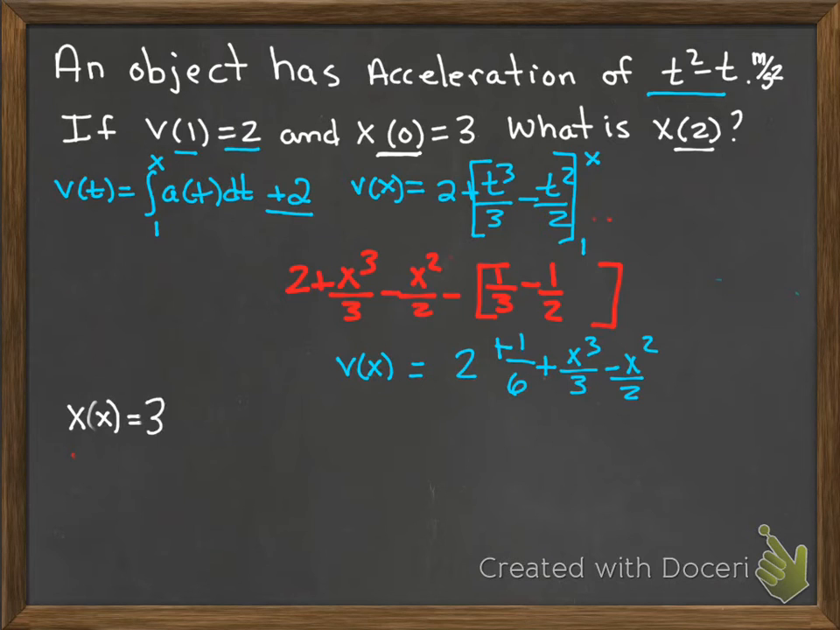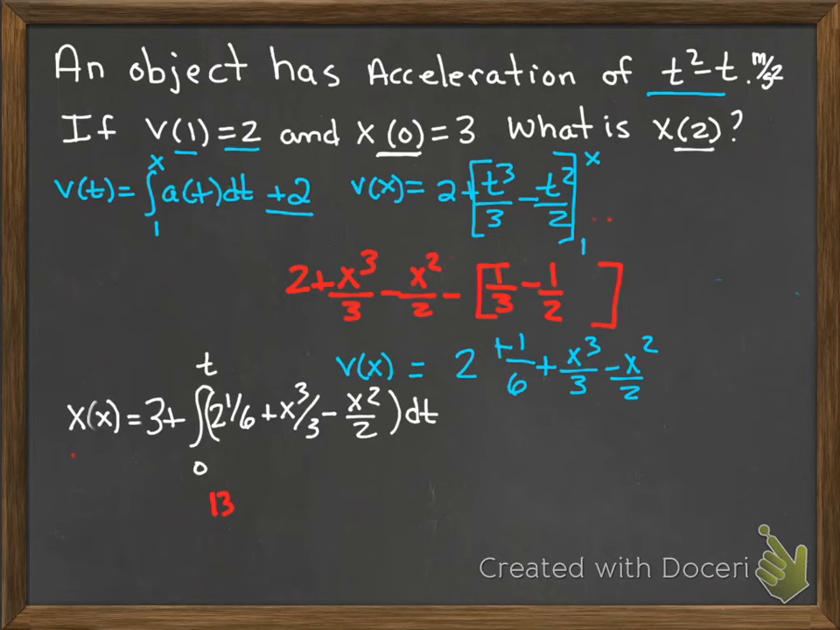So we've got 3 plus the integral from 0 to t of 2 1/6 plus x cubed over 3 minus x squared over 2 dx. When I find this antiderivative, 2 1/6 is the same as 13 over 6. So we'll have 13 over 6 x.